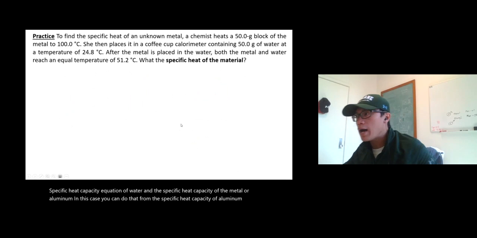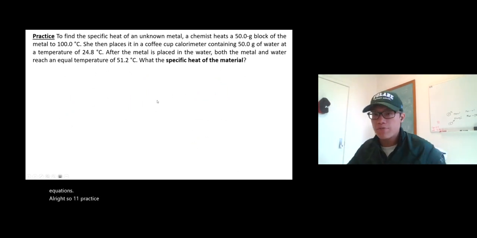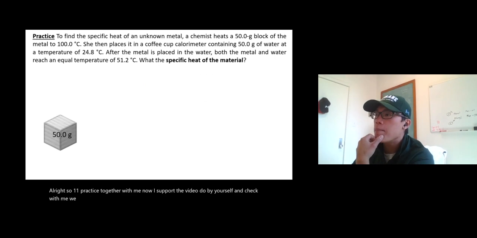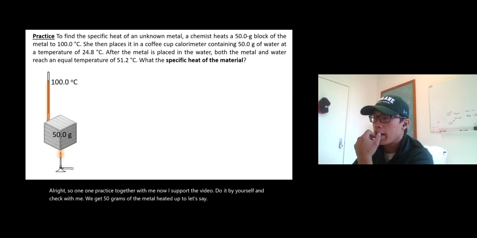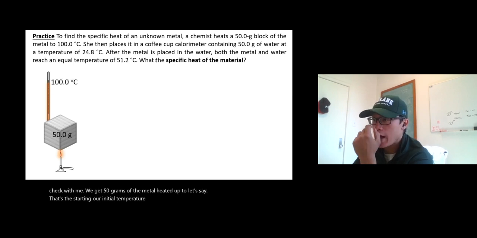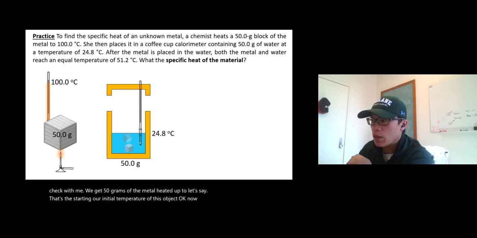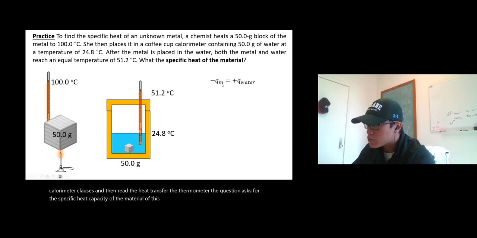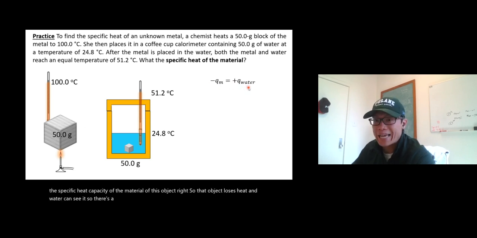So one practice together with me. Pause the video, do it by yourself, and check with me. We get 50 grams of the metal, heat it up to, let's say, that's the starting initial temperature of this object. Now we throw this object into the calorimeter, close it, and read the thermometer. The question asks for the specific heat capacity of the material of this object. That object loses heat and water gains heat. So there's the law of conservation of energy.